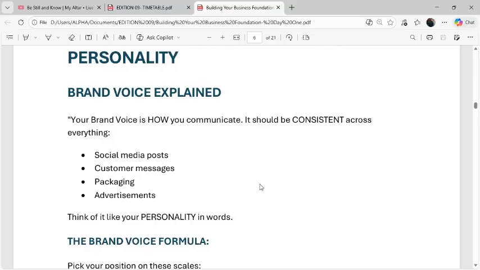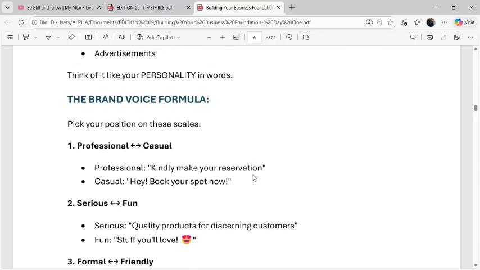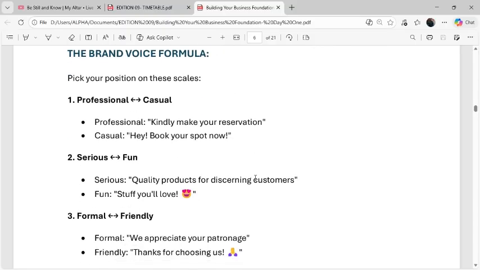Professional or casual? Professional, let's look at this. Kindly make your reservation. But casual, hey, book your spot now. You see, this is the same statement. This is the same instruction. But the way it is communicated, it is different.